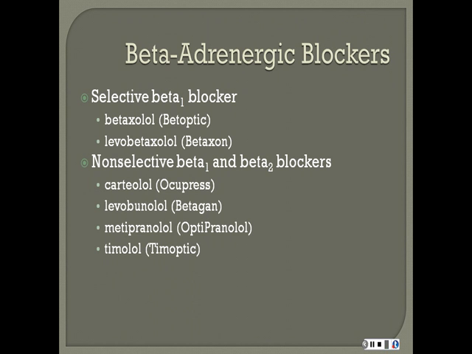Another group of drugs used to reduce the intraocular pressure are beta-adrenergic blockers. The selective beta-1 blockers include Betaxolol or Betoptic, and then Carteolol, I can't even pronounce that one, sorry guys. The non-selective beta-1 and beta-2 blockers, Ocupress, Betagan, OptiPranolol, and Timoptic are pretty common. Timoptic is probably one of the ones that I see most often in practice.